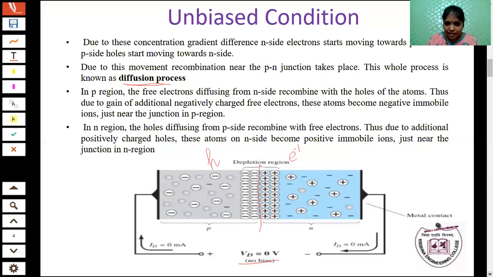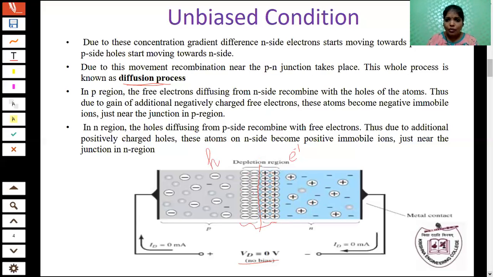In the P side material, negative immobile ions are formed near the junction. Similarly, in the N-type material, positive immobile ions are formed near the junction. This region is called the depletion region.